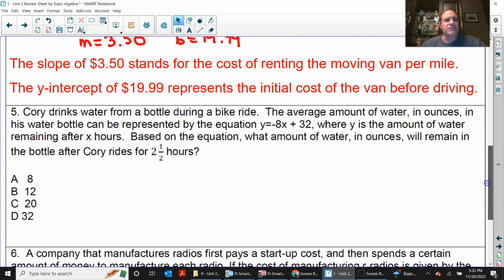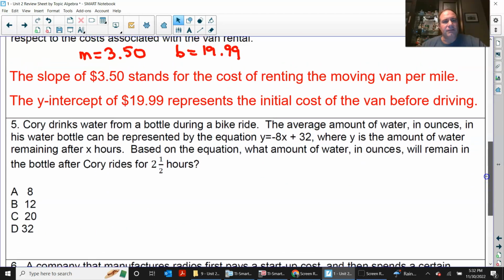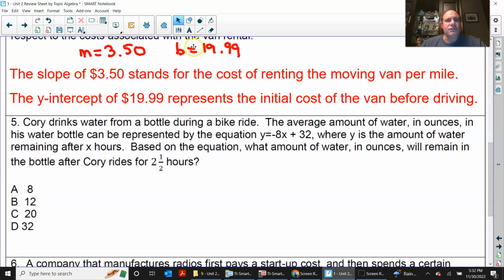All right, Corey drinks water from a bottle during a bike ride. The average amount of water in ounces in a bottle can be represented by this equation, where y is the amount of water that is remaining after x hours. Based on the equation, what amount of water in ounces will remain after Corey rides for 2.5 hours?